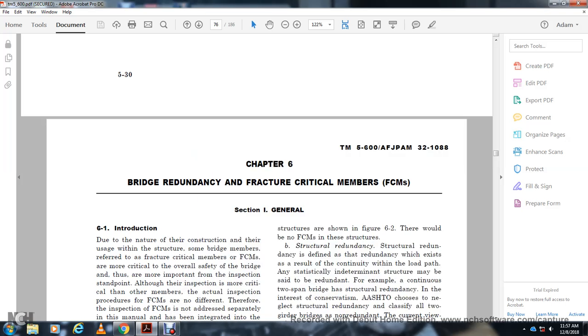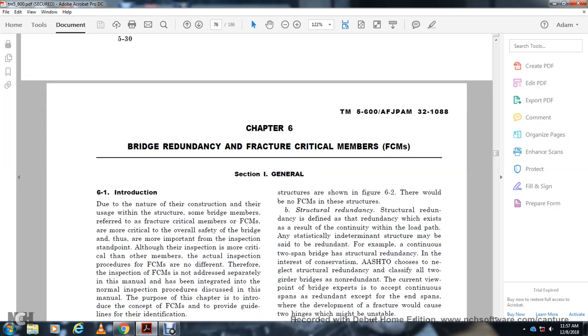Alright, Chapter 6, Bridge Redundancy, Fractional Critical Members. Section 1, General. Due to the nature of their construction, some members of a bridge, referred to as fractional critical members, or FCMs, are more critical from the standpoint of the bridge's survival, and more important from the inspection standpoint.